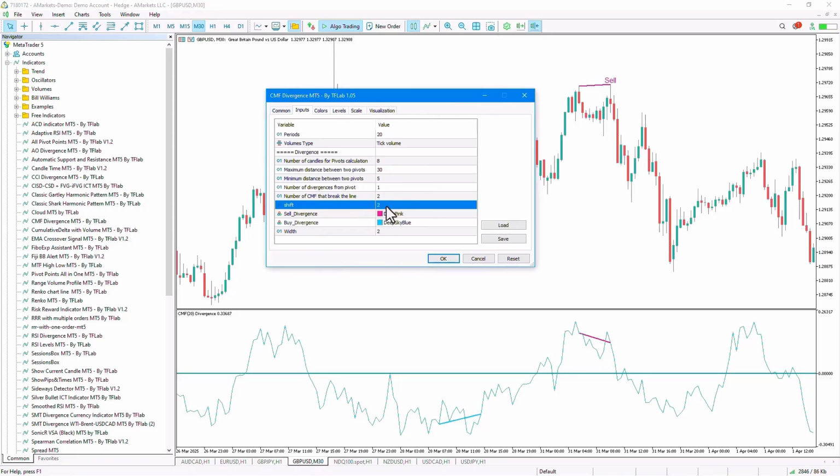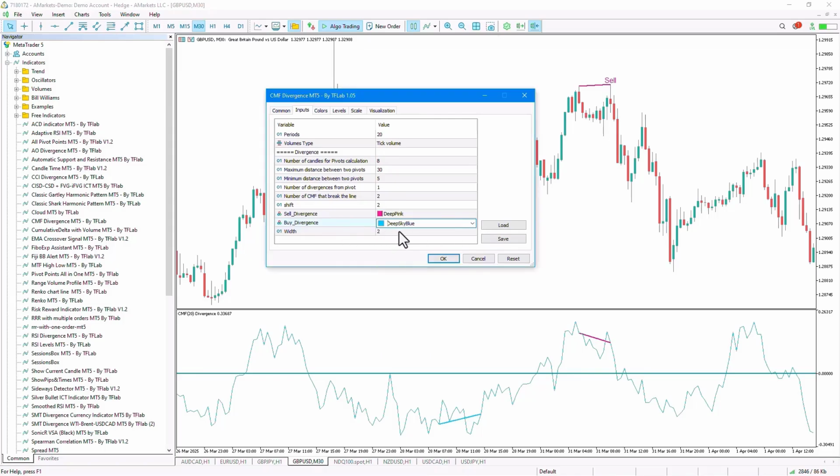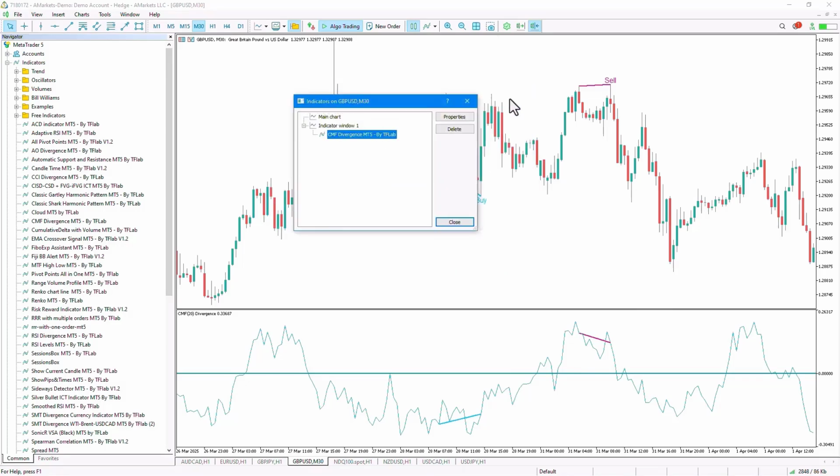Here, the number is set to 2, meaning it examines the pivot 2 candles after the pivot and displays it if a divergence has formed. In the next 2 sections, we can change the color of the sell divergence and the buy divergence to our desired color. And in the last section, we can choose the size of the divergence lines to our preferred size.